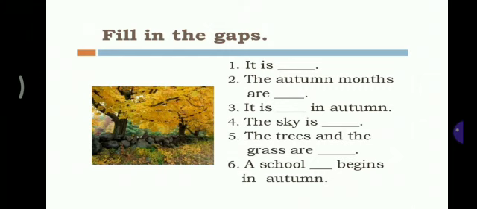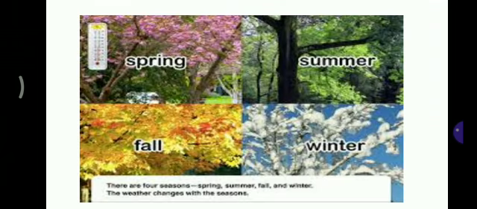Okay. The sky is cloudy. The trees and the grass are... yes, of course. A school begins in autumn. Okay, you understand? Now, there are 4 seasons: spring, summer, winter, autumn. The weather changes with these seasons. Yes, of course.